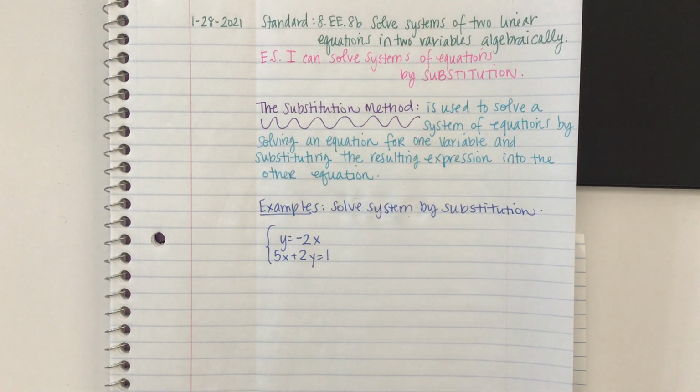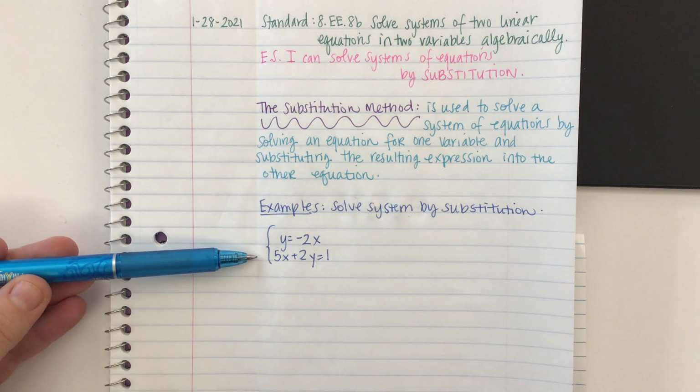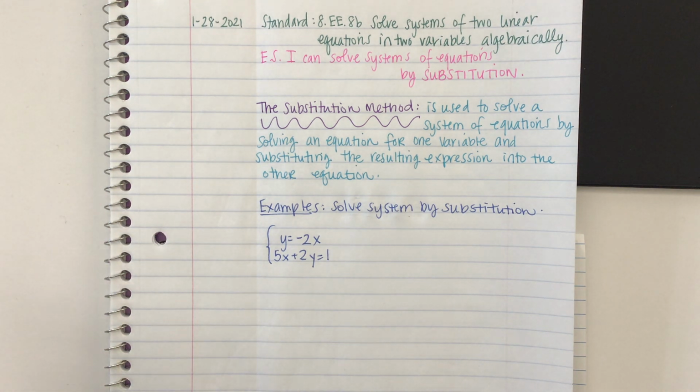So here's our first example, and we want to solve this system by substitution. So what we've done before is we would have graphed these, or for example, the second equation right here, which is in standard form, we would have changed so it equaled y equals mx plus b, and then we would have graphed it. However, today you're given one equation in slope-intercept and one equation in standard form, and you're going to use substitution, no graphing involved.